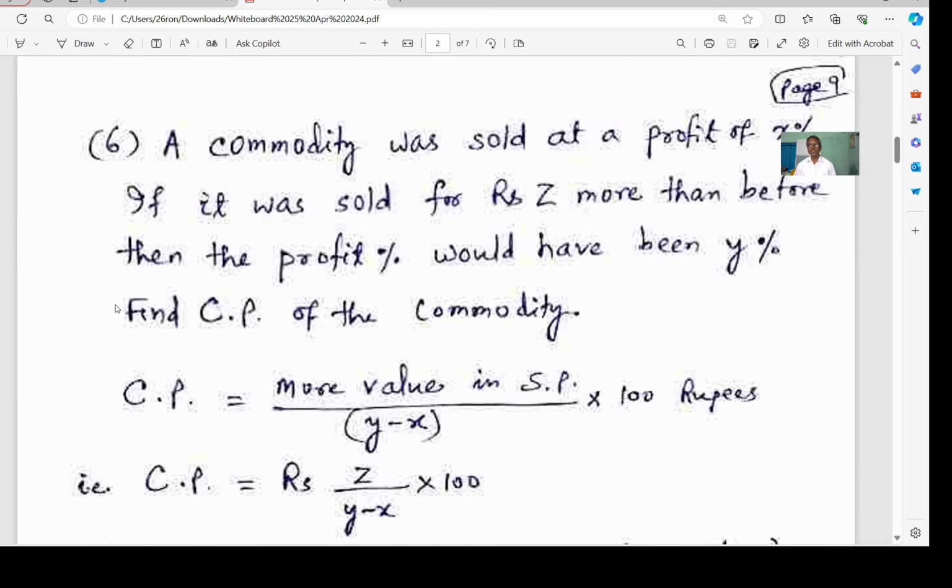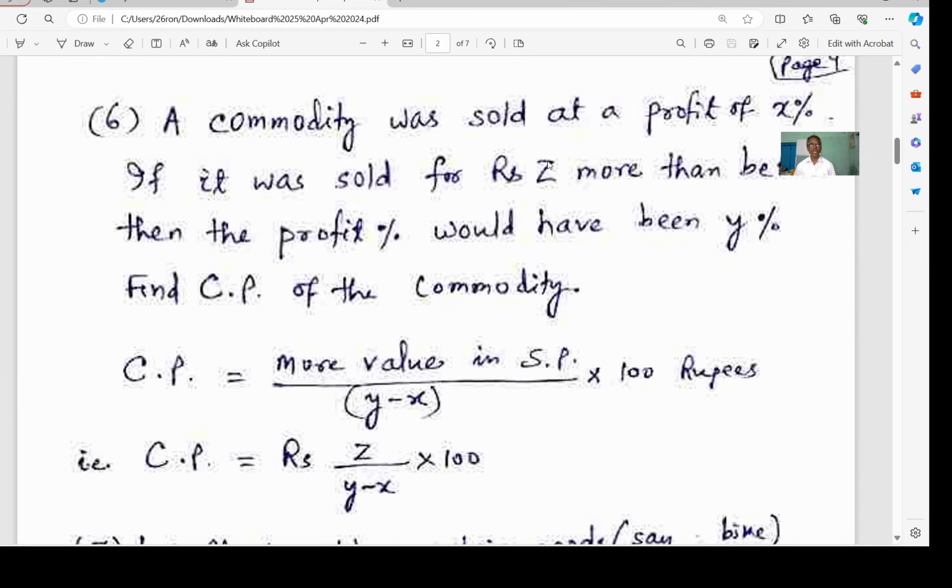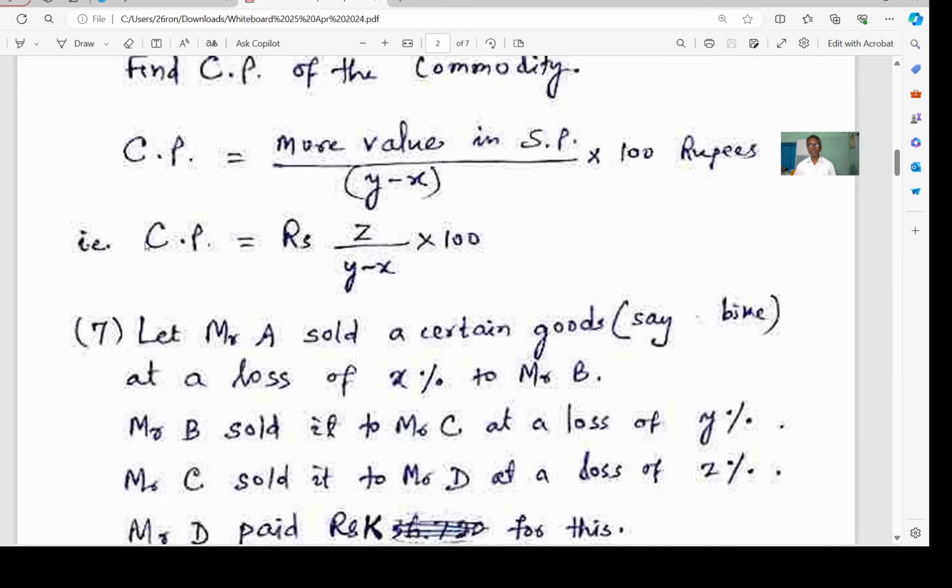Formula 6. If a commodity was sold at a profit of X%, and if it was sold for rupees Z more than before, then the profit percent would have been Y%. Find cost price of the commodity. Cost price of the commodity is equal to more value in sale price divided by Y minus X multiplied by 100 rupees. Also you can write Z by Y minus X multiplied by 100 rupees.